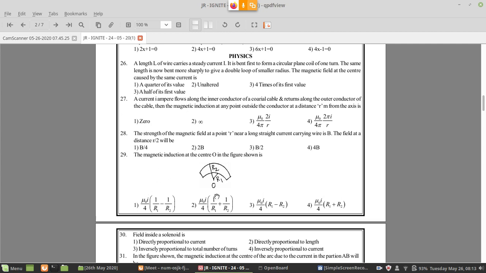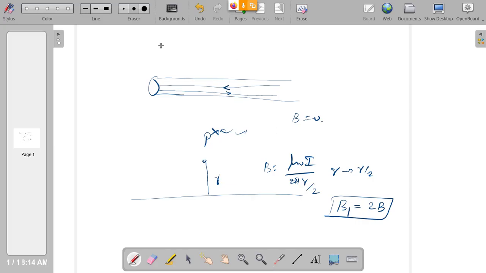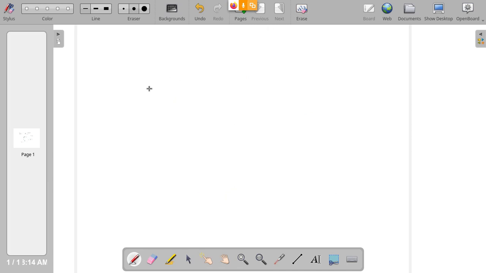Now there are two circular arcs in the next question, the 29th. You see the magnetic induction at the center O, the common center in this figure, and different radii are there because the arcs are different. Now what is the magnetic field at this point due to these two circular arcs? Current directions are not given, so we can assume any direction. If the current direction is not given, we can assume there are only two arcs.